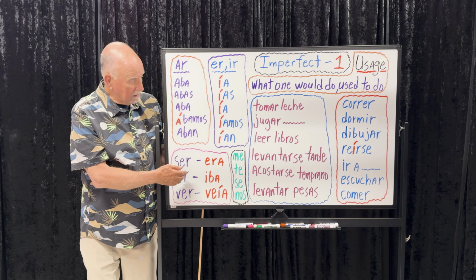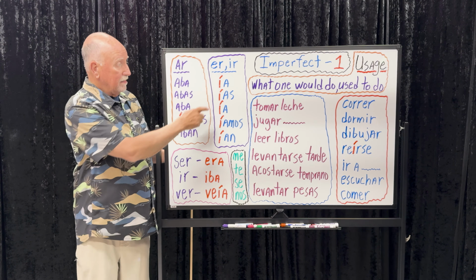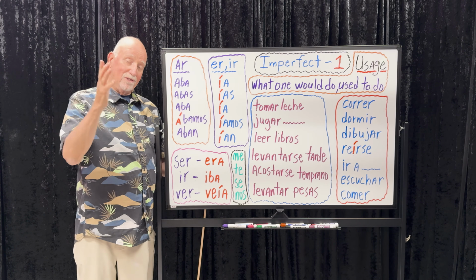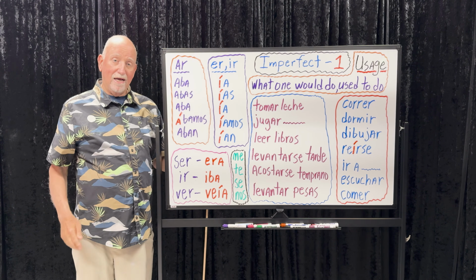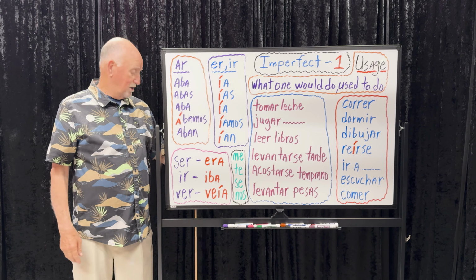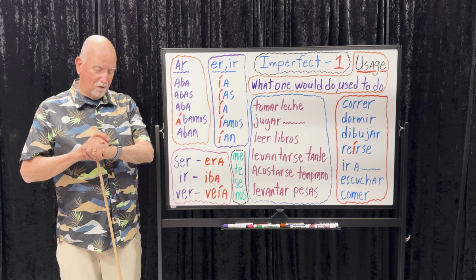Let's take a look at the verb comer. Okay, comer. The endings are ía, ías, ía, íamos, ían. Why do we have an accent mark on the I of the endings? Ía, ías, ía, íamos, ían, all the way through. Why do we have an accent mark?